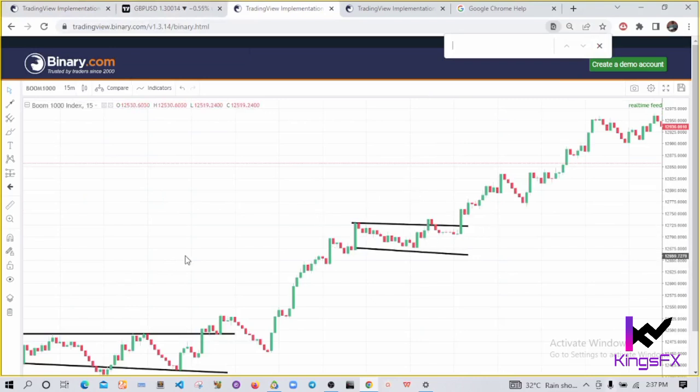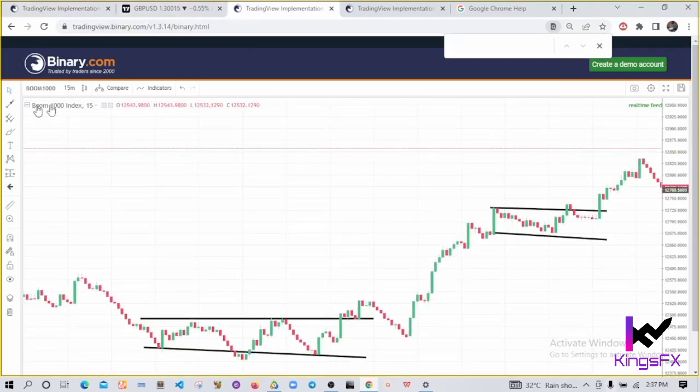All right, so here we have something like this. You can see this is Boom 1000. Okay, I told you that this strategy works on Boom 1000 volatility. It was on boom and crash, okay, volatility, and it also works very well on currency pairs. Okay, very well on currency pairs.